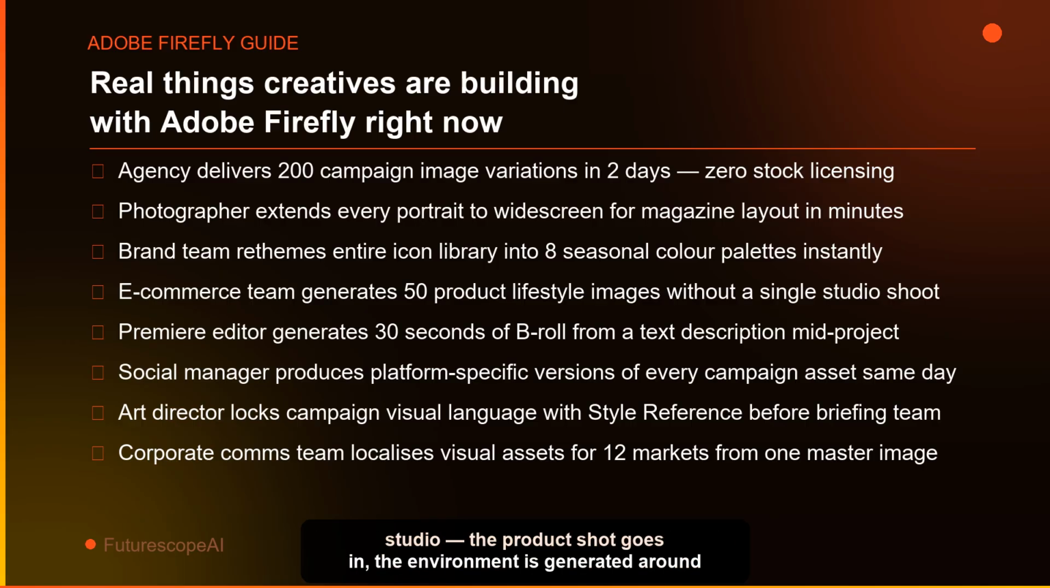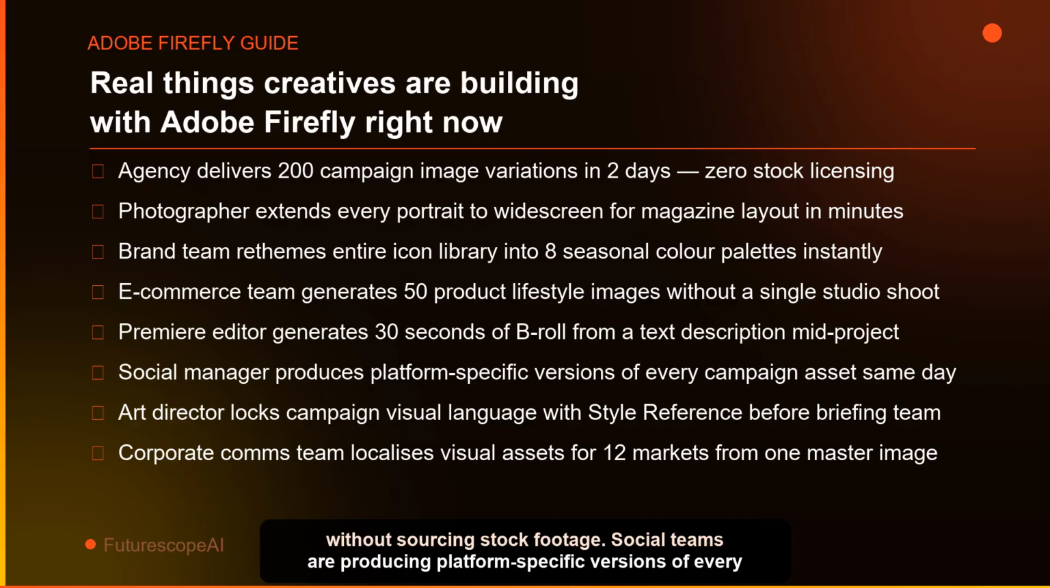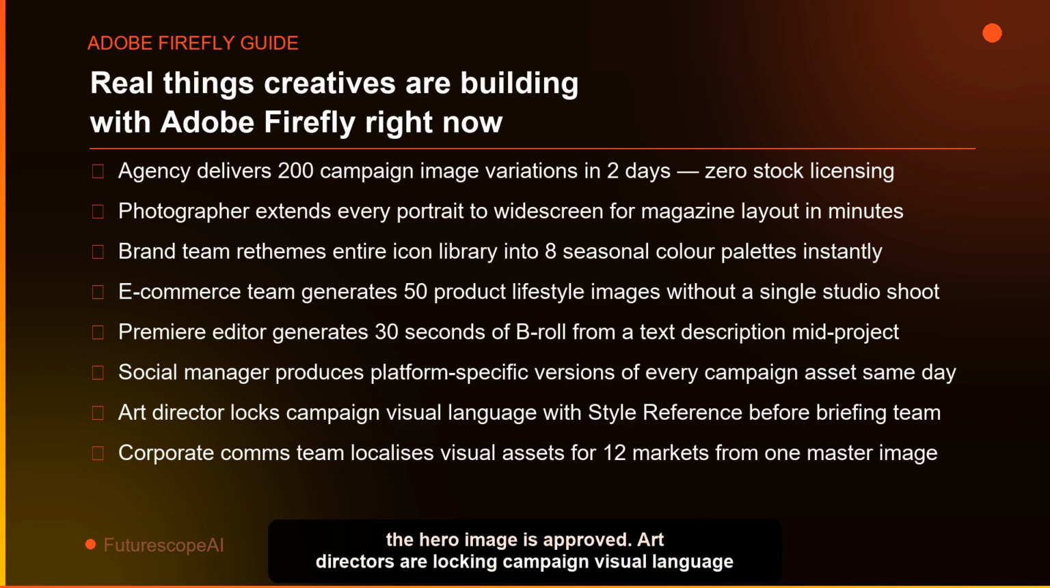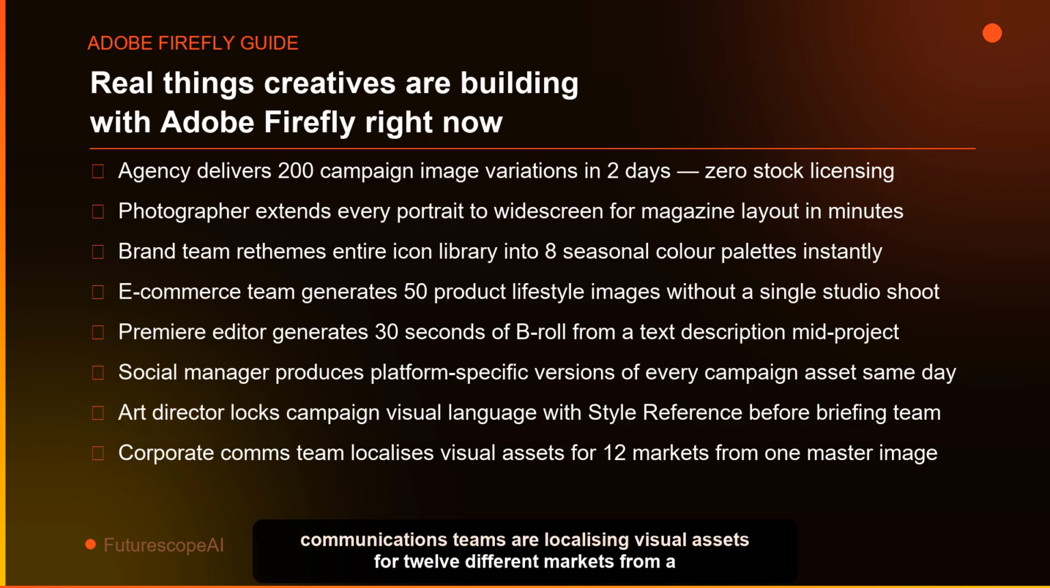The product shot goes in, the environment is generated around it. Video editors are generating 30 seconds of contextually matched B-roll from a text description mid-project in Premiere, without sourcing stock footage. Social teams are producing platform-specific versions of every campaign asset on the same day the hero image is approved. Art directors are locking campaign visual language with style reference before briefing their design teams. Everyone generates from the same visual baseline. And corporate communications teams are localizing visual assets for 12 different markets from a single master image using Generative Expand and Fill.